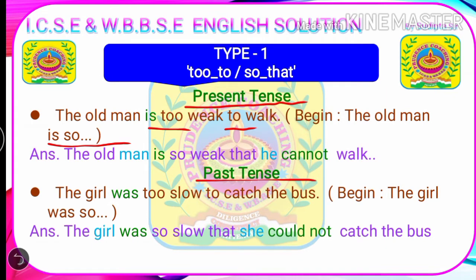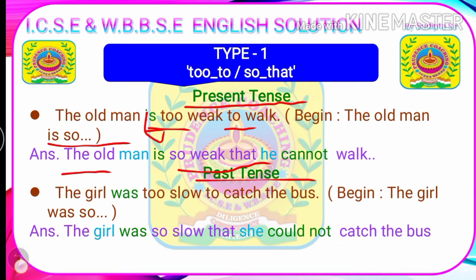So we have used different colors. Why have we used different colors? Because you will understand this better. Here the old man is associated with so weak that. While the sentence is given in present tense, how can we understand that this is given in present tense? Because here is is mentioned. By looking at is, we can be sure that this is given in present tense. So we will write the answer in present tense.